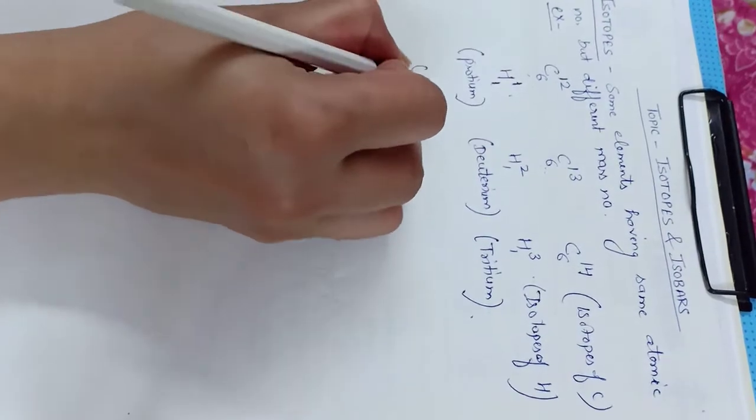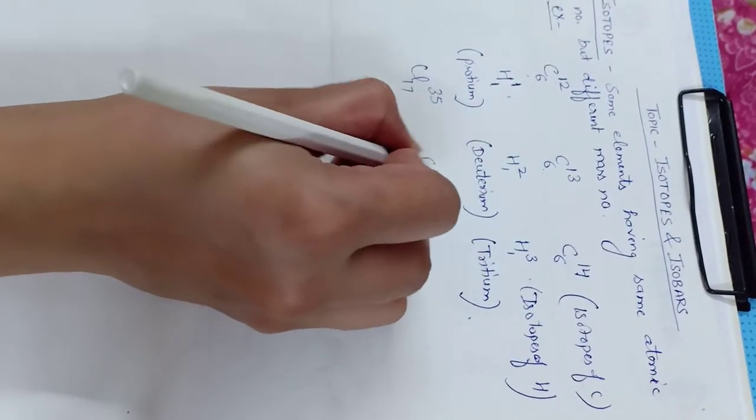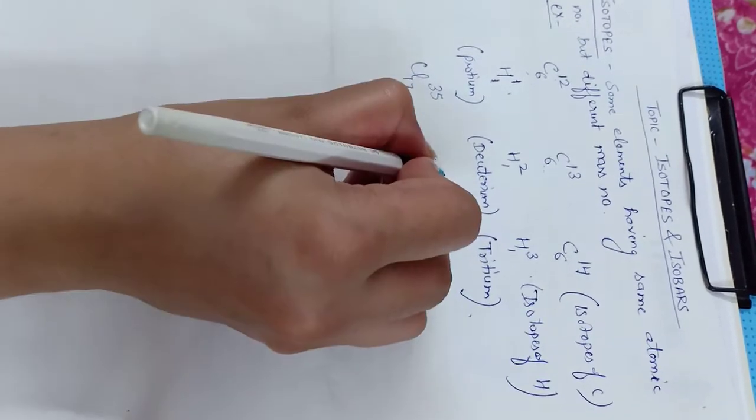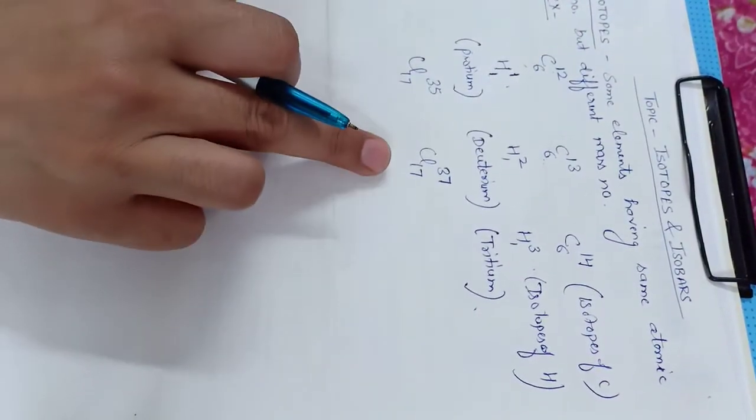Similarly, chlorine atomic number 17, mass number 35, and chlorine atomic number 17, mass number 37. These are the two isotopes of chlorine.